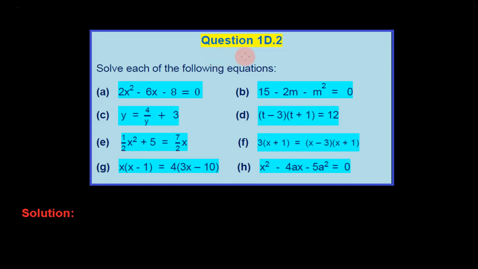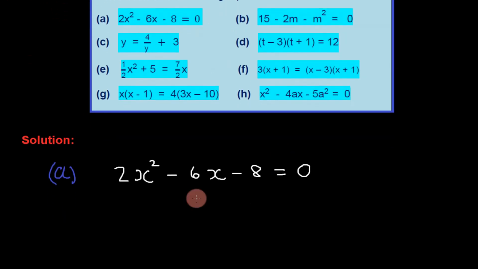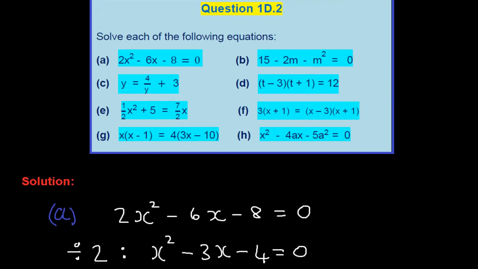So let's look at your answers to this question. So A, remember that we always first have to check for a common factor. In this case, the common factor is 2, so we can divide through by 2. Now we can use the cross method.